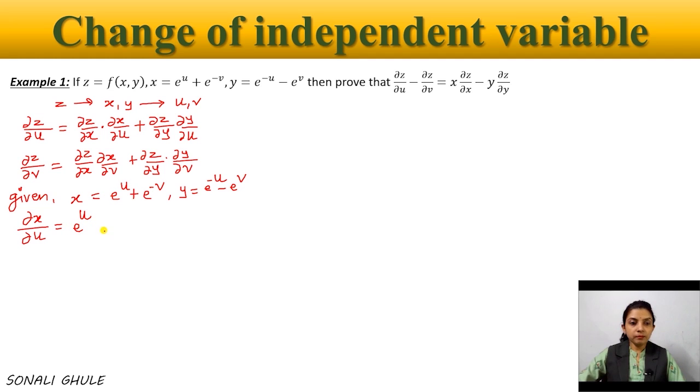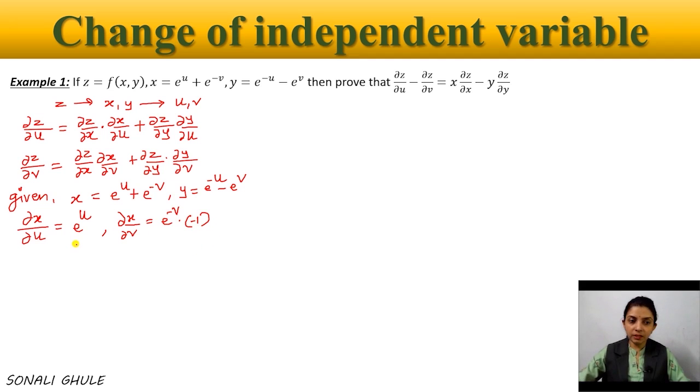Right? Now differentiate this x with respect to v. So here, the derivative of x with respect to v, then this derivative will be 0 because we are finding the derivative with respect to v. So u is constant, and taking the derivative of e to the power minus v, it is e to the power minus v into the derivative of minus v, that is minus 1.